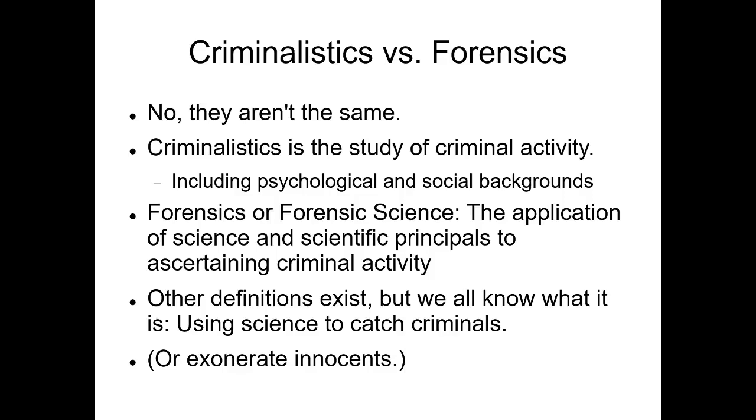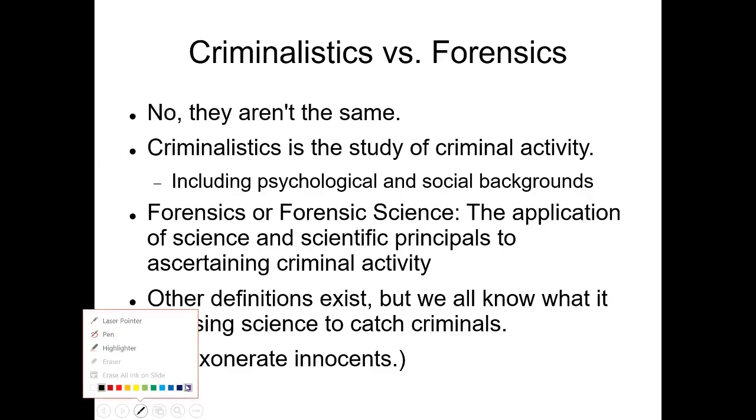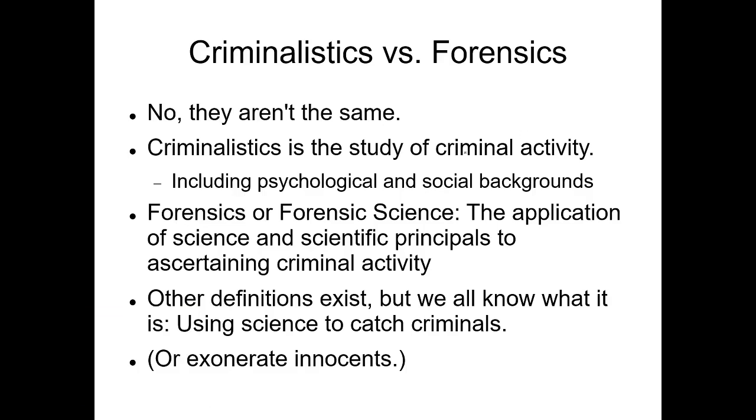Criminalistics is the study of criminal activity. It is not the same as forensics, which is the use of science to understand and to find proof of criminal activity. Criminalistics includes why people do crime, bad neighborhood or hunger or whatever it is. That doesn't help you solve cases. It doesn't enable you to find proof that the person was guilty. So criminalistics includes a lot more than just forensics.